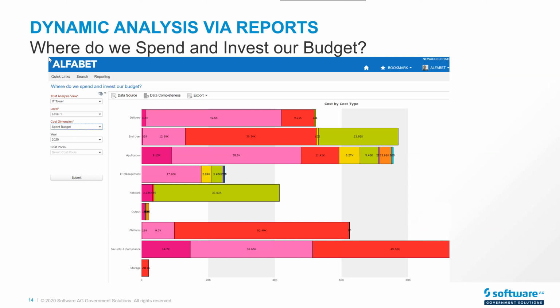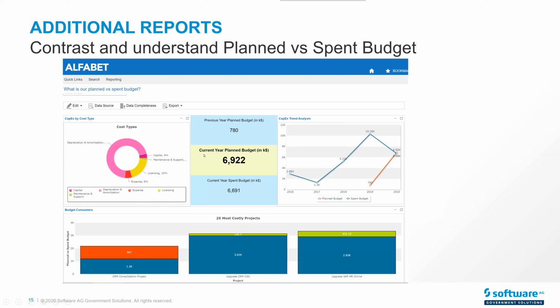We'll also see dynamic reports on where we spend and invest our budget. You'll see this report and this visualization that you can filter to generate different perspectives. And then finally, you'll see other reports such as comparing your planned spend versus your previous spend versus what you're doing in the current year. We'll see some of these reports in action within Alphabet.